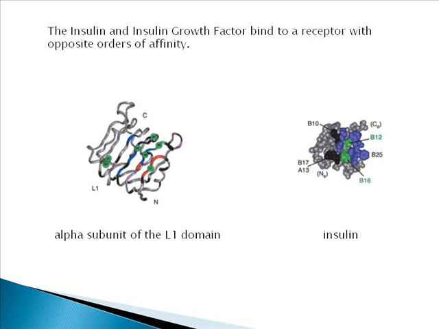Insulin and insulin-like growth factor bind to a receptor with opposite orders of affinity. Chimeric receptors based on mixing and matching domains have enabled determinants of ligand specificity to be identified. Such studies suggest that the L1 domain allows high-affinity insulin binding. The present study demonstrates a specific role in docking of the central B chain alpha helix.